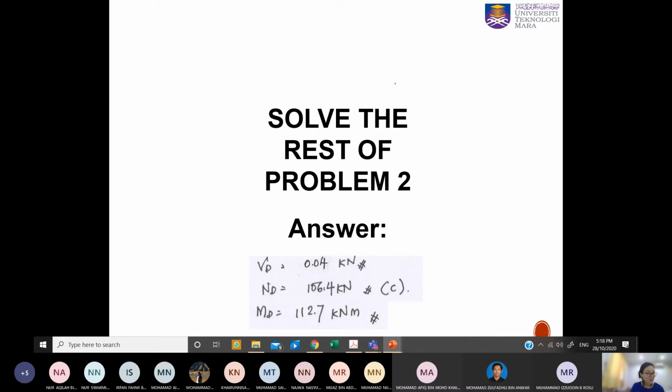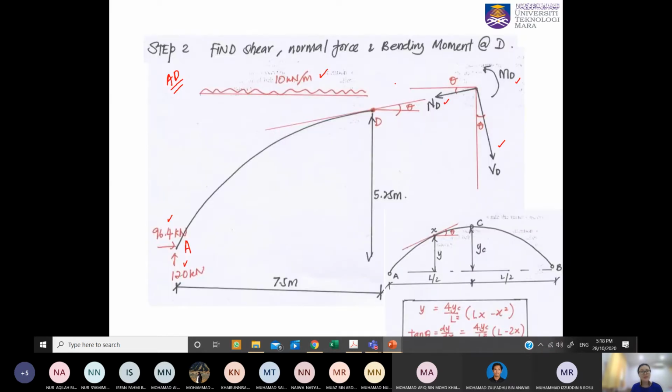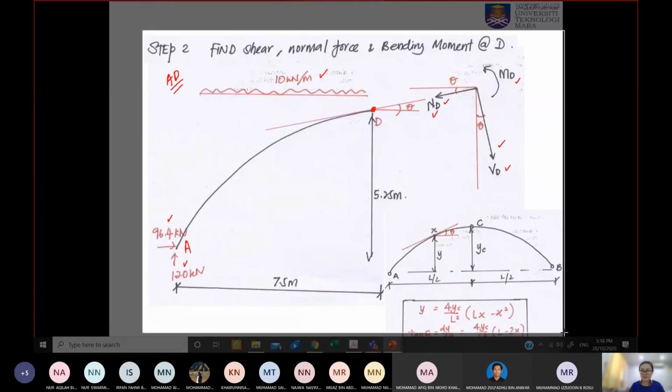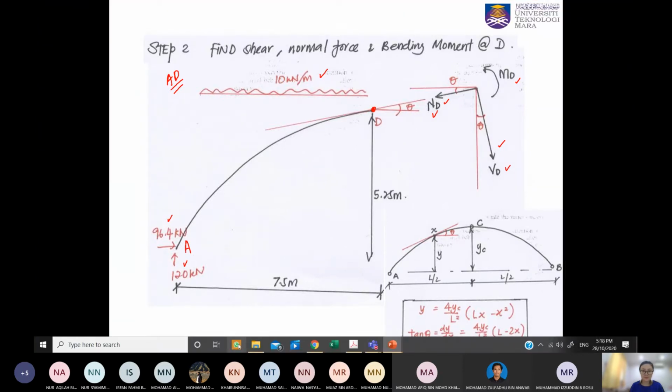Prepare all your exercise books. Can you first write the horizontal and vertical components acting at D, due to this ND and also VD? Can you do that now, for maybe 3 minutes? I'm going to snap this and then put it in your WhatsApp group.